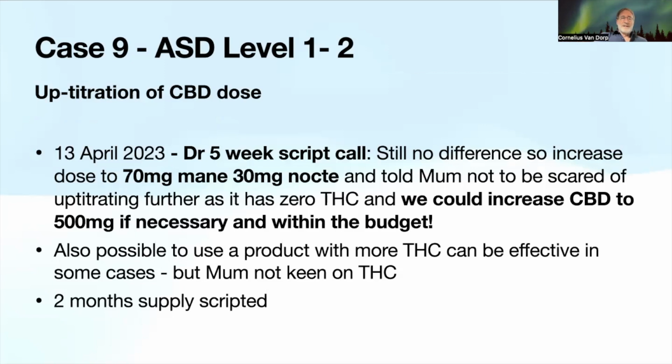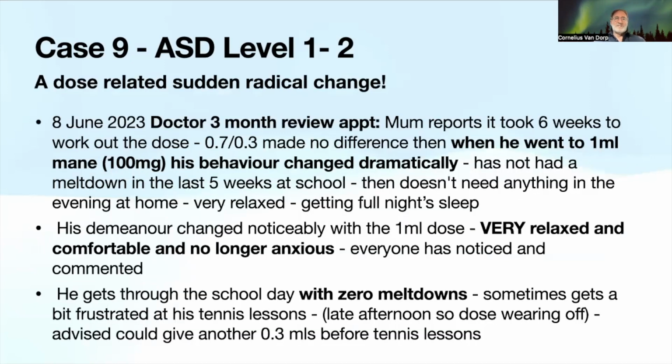But anyway, when I saw them at the 5-week script call, I increased the dose to 70 milligrams in the morning, 30 milligrams at night, and told mum to go up further because we're going to go up as far as 500 milligrams if necessary. And so then at the 3-month review, mum reports it took 6 weeks to work out the dose.